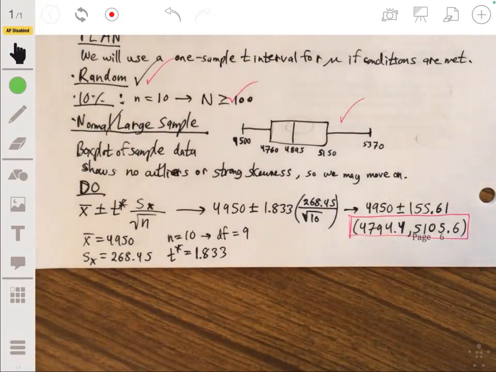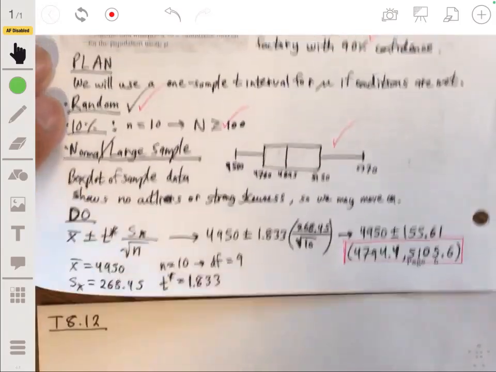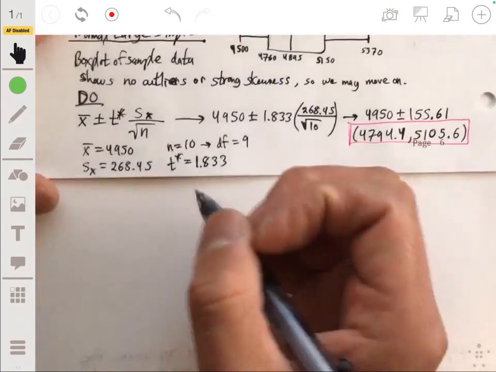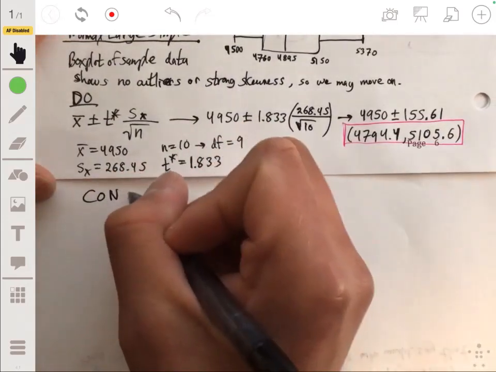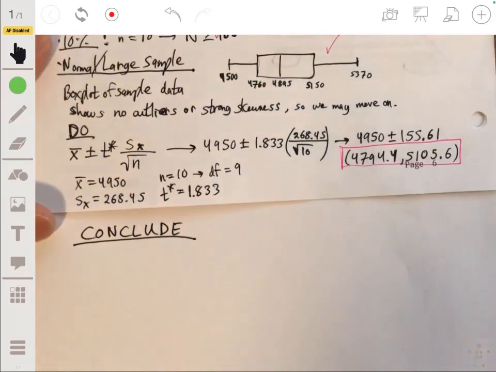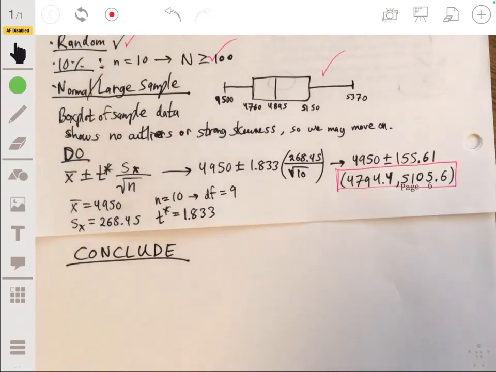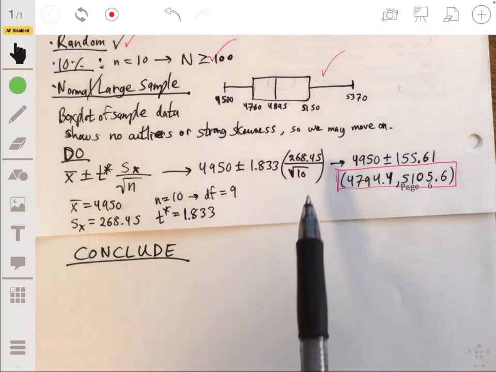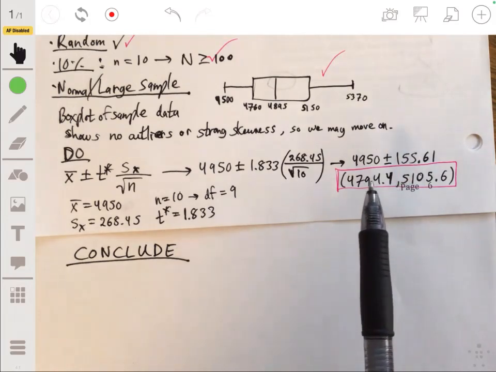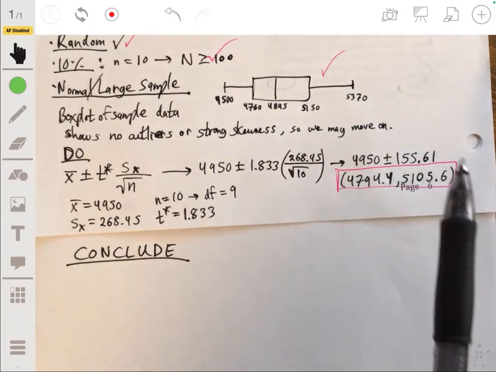All right. And the last thing is just to write our conclude part, to interpret our result in context. So that'll be our conclusion. We now just say that we're 90% confident that this interval captures the true mean number of bacteria in the milk received at this factory.